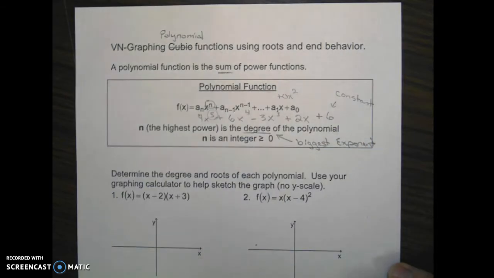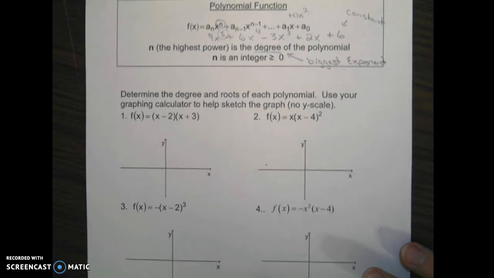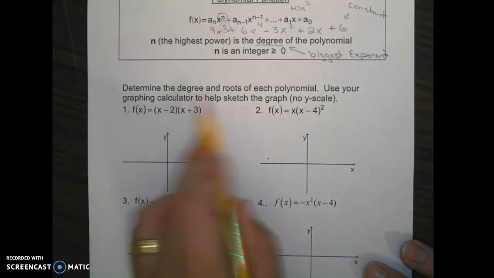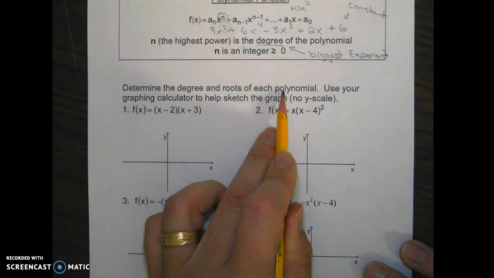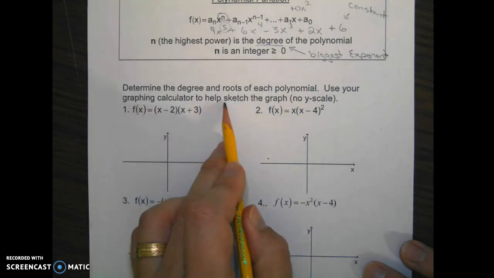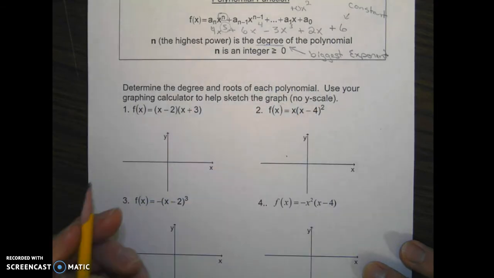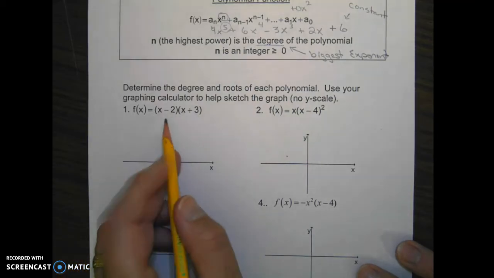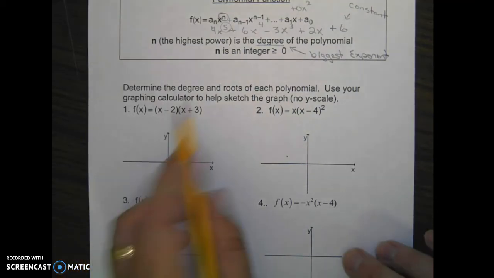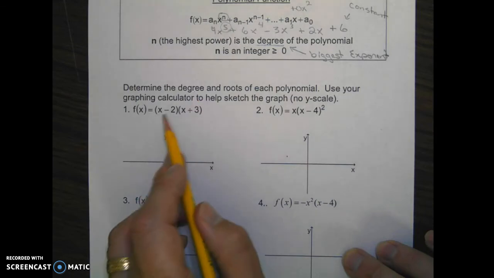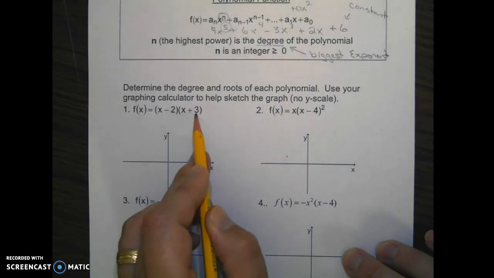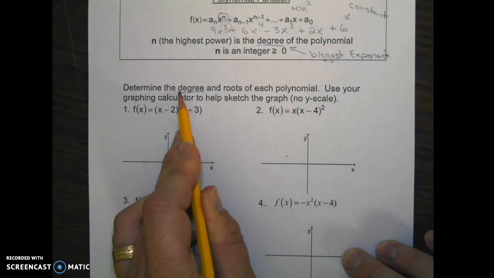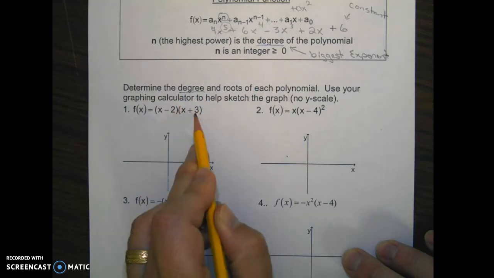Okay, so now let's take a look at graphing. It says determine the degree and roots of each polynomial. Use your graphing calculator to help sketch the graph. No y-scale. So we're going to try to do this without a graphing calculator. We're going to go ahead and first determine the degree. So notice that we are in factored form. So you cannot determine the degree in factored form. You're going to need to multiply these together.